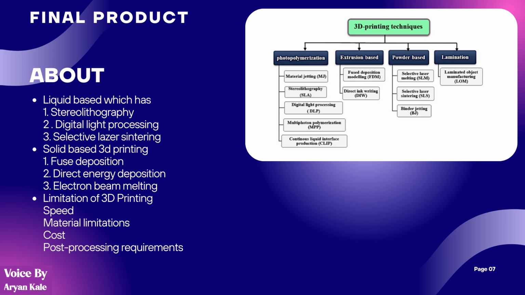Apart from fused deposition, there are other methods as well, based on material. Liquid based methods include stereolithography, digital light processing, and selective laser sintering, which use liquid and semi-liquid based resins to manufacture the product. Another is solid based 3D printing, which includes fused deposition, direct energy deposition, and electron beam melting, which use filament and metal powder to manufacture the product.